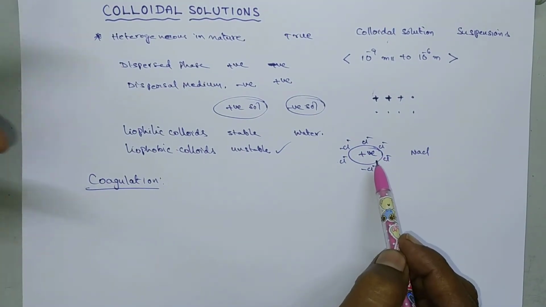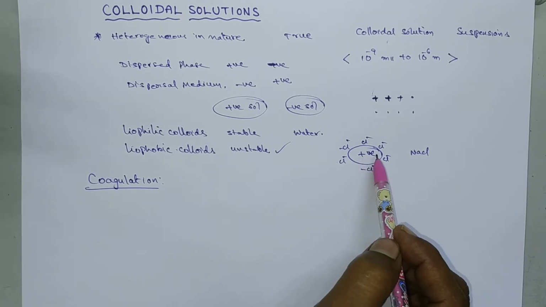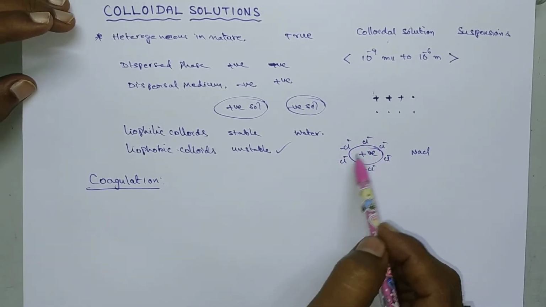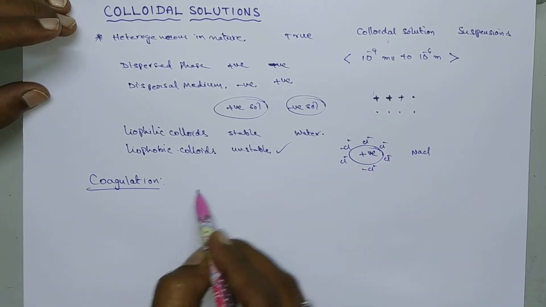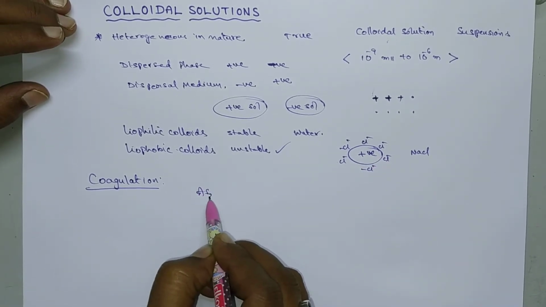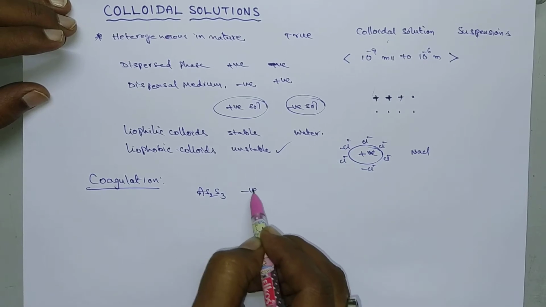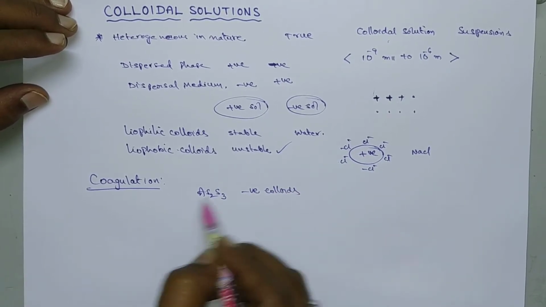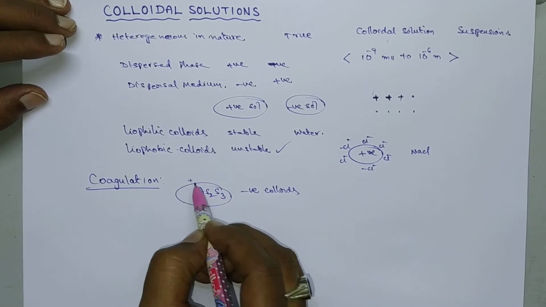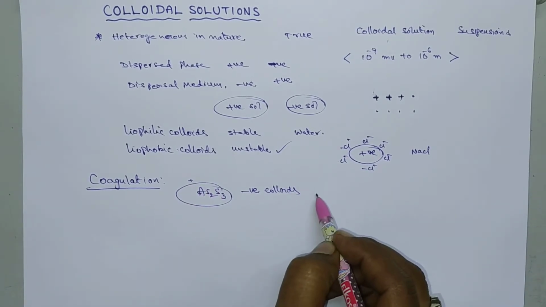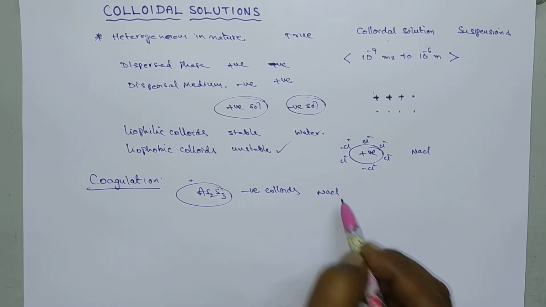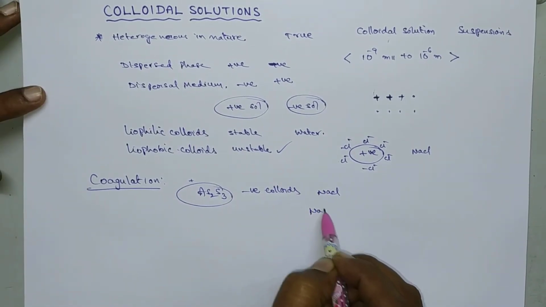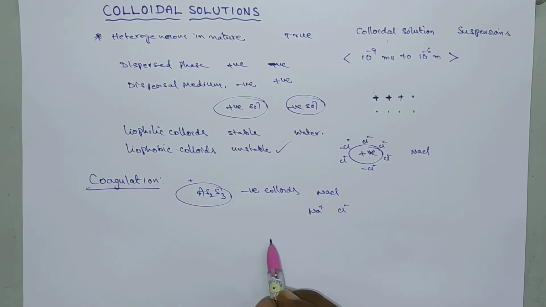Here, by the excess addition of electrolyte, the opposite ion will adsorb on the surface of the colloidal particles. If you take arsenic sulfide sol, As2S3, this is a negative colloid. On this negative colloid, suppose you take NaCl, sodium chloride. NaCl produces Na+ ions and Cl- ions.